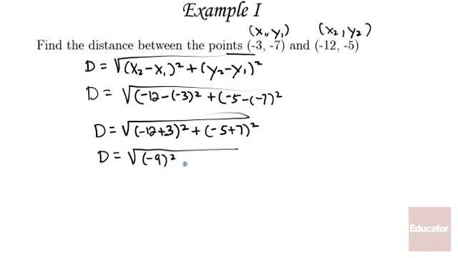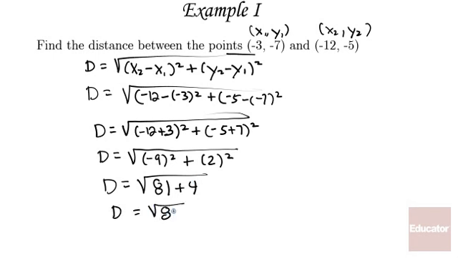So negative 5 minus negative 7, that gave me plus 7. So negative 5 plus 7 is going to give me positive 2 squared. So the distance equals the square root of negative 9 squared. So that gives me 81. And then 2 squared is 4. So the distance equals the square root of 85.